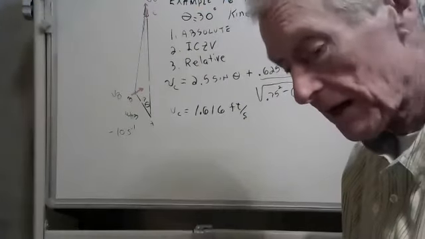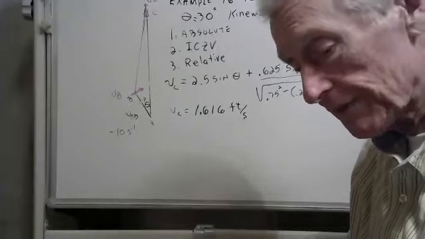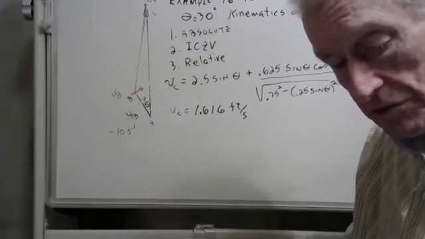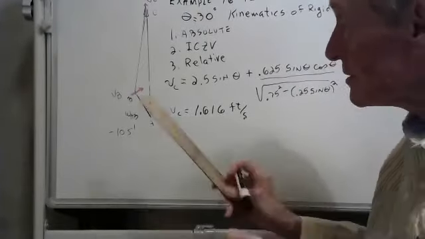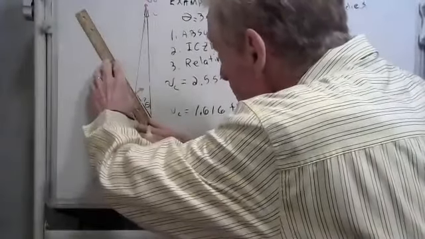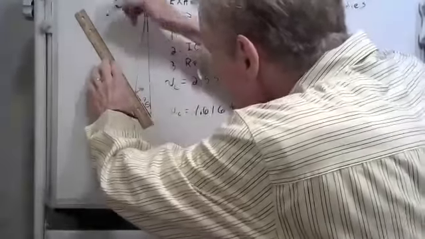Now to find the ICZV, what you do is you draw perpendiculars to those velocities. Well, see, perpendicular to that velocity puts you up here someplace. Here it is.